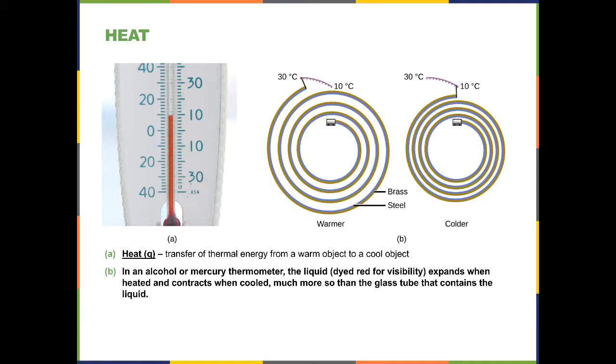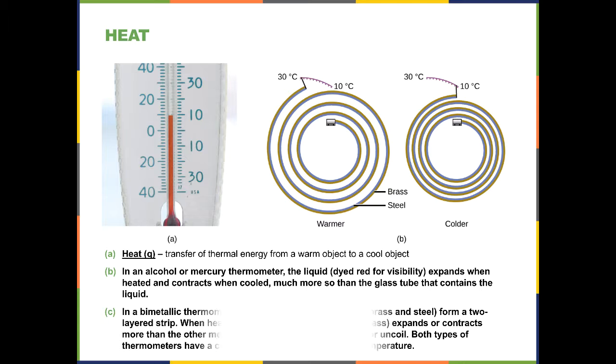So with thermometers as shown on the left, you can have a liquid such as alcohol or mercury within a glass or other type of solid tube, and the liquid will expand or contract more rapidly and more completely than the tube that it's contained in. And this expansion when it's heated up or contraction when it's cooled can be calibrated and allow you to measure the temperature.